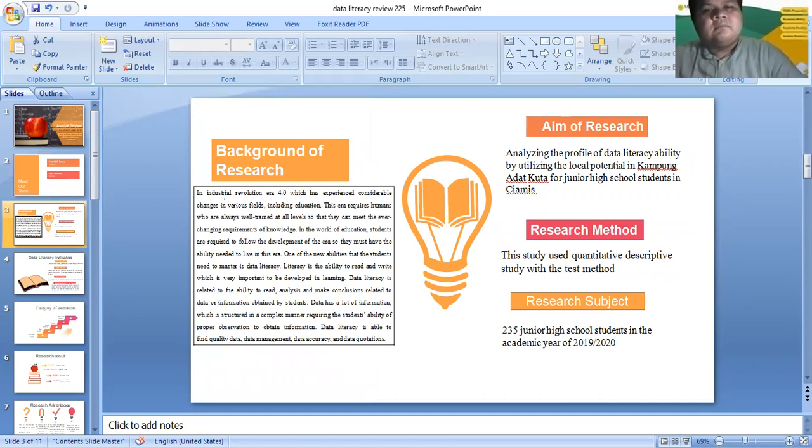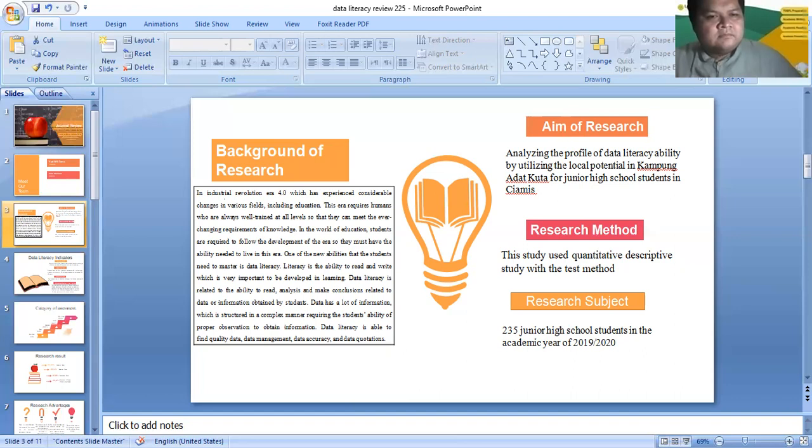Background of research from this journal. In the industrial revolution era, 4.0, which has experienced considerable change in various fields, including education, this era requires humans who are always well trained at all levels so that they can meet the ever-changing requirements of knowledge. In the world of education, students are required to follow the development of the era, so they must have the ability needed to live in this era. One of the new abilities that students need to master is data literacy.